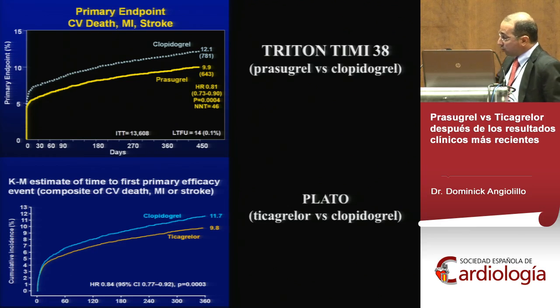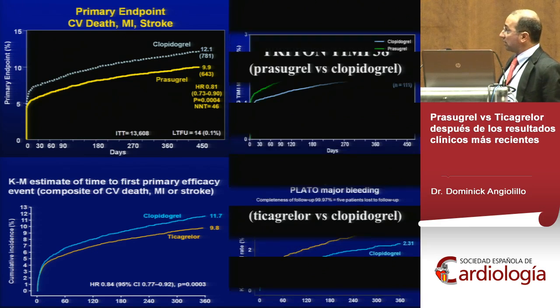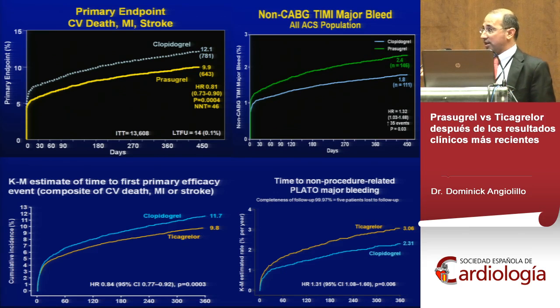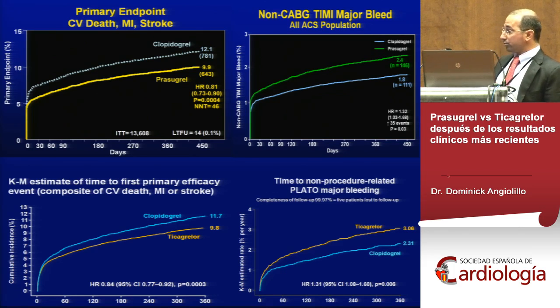And as I also mentioned yesterday, this also always comes with a price. And as I typically like to say, there's no such thing as a more potent antiplatelet strategy which is not associated with increased risk of bleeding. This is the non-CABG-related bleeding with prasugrel, as you can see, a higher risk, but this also included fatal and life-threatening bleeds. And here you see the non-CABG-related bleeding with ticagrelor, which, however, did not have an increase in the fatal and the life-threatening bleeds.